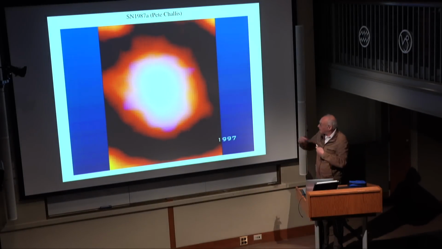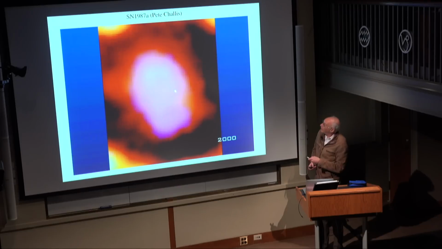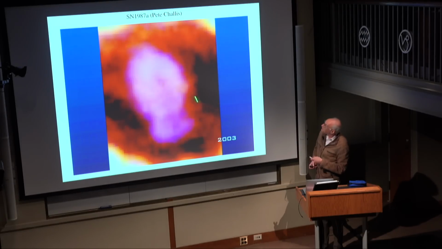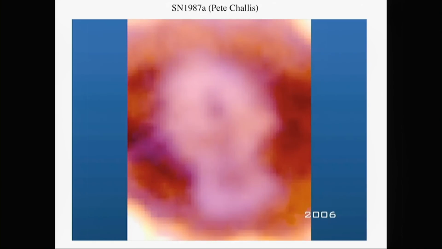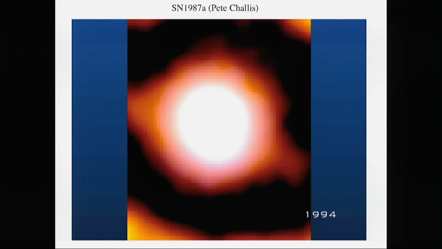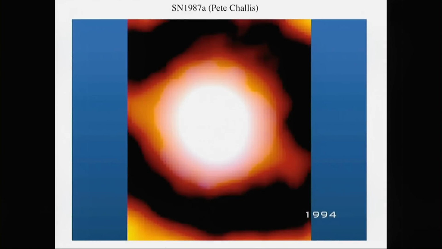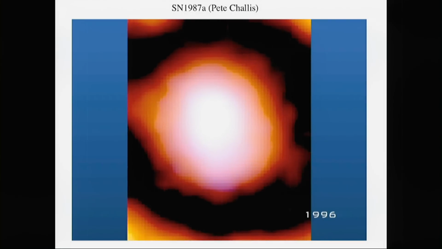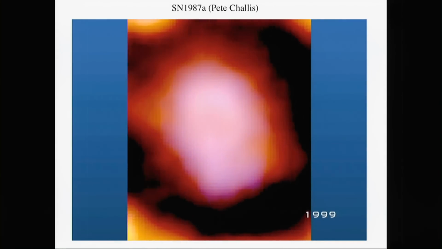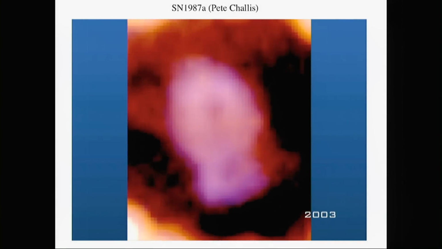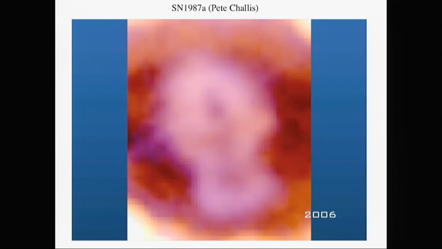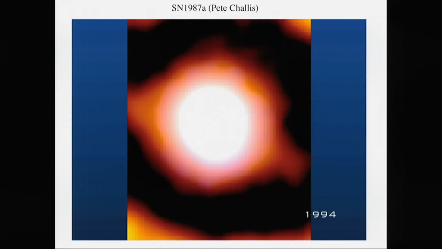87A, of course, got a lot of people into the subject, but I want to show this time lapse from Pete Challis. Some of this was made here. And the point here, I'll do it once more, is that this object is not spherically distributed. So we see from the beginning, and from many other indications, in a movie like this, that the debris is not spherical. From the very beginning, the explosions are aspherical.